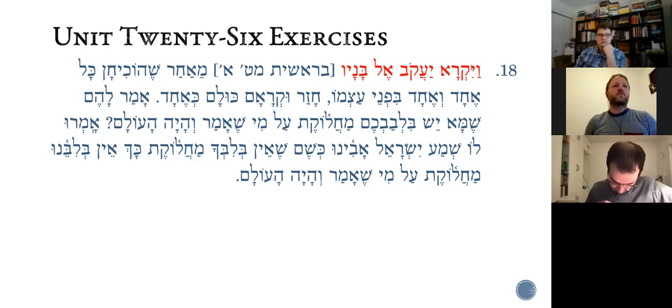Number 18, Vayikra Yaakov el banav. Jacob called to his sons. Genesis chapter 49.